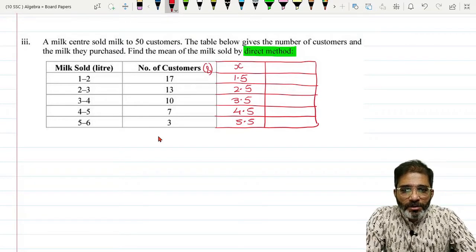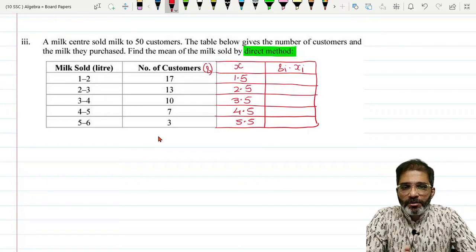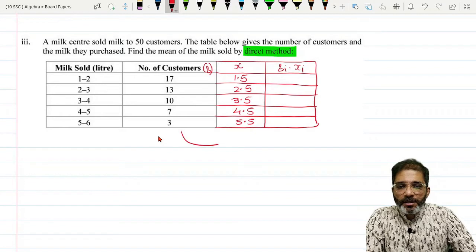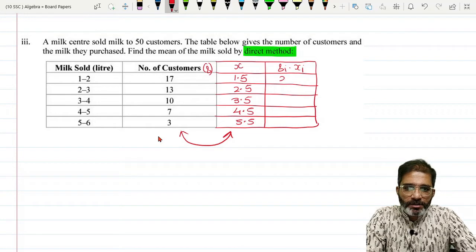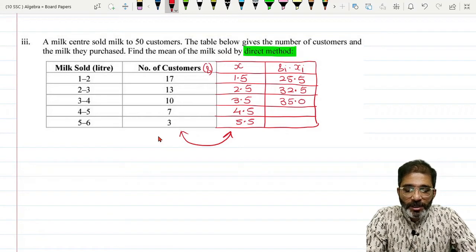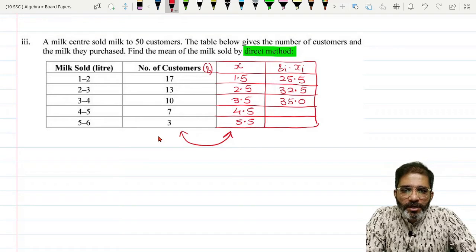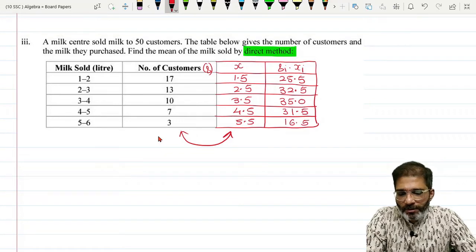The last column is fi dot xi, meaning the multiplication of the frequency and class mark, meaning we are multiplying these 2 columns. So 17 into 1.5, that is 25.5. 13 into 2.5 is 32.5. 10 into 3.5 is 35, but I will write down 35.0 so that my decimal addition goes correct. 7 into 4.5 is 31.5 and 3 into 5.5 is 16.5.